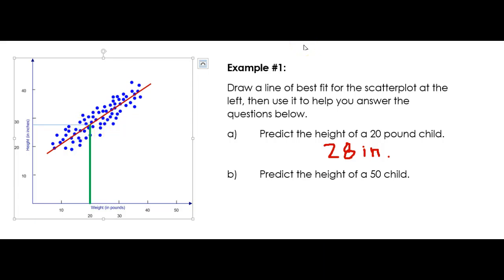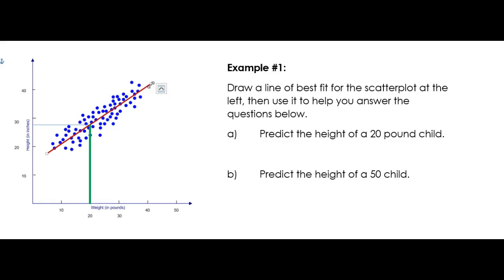All right, so now let's take a look at the second question. It says, predict the height of a 50-pound child. So the 50-pound child, I don't have any data points for that, right? Maybe this is a baby that is unusually large for the typical patients that come in. And so that requires that I extend my data line. So I'm just going to extend that out, trying to keep the same line of best fit all the way out here.